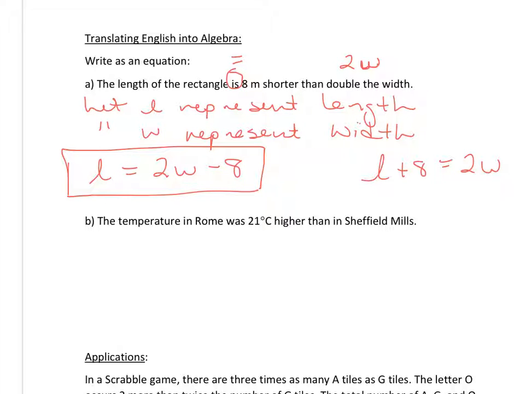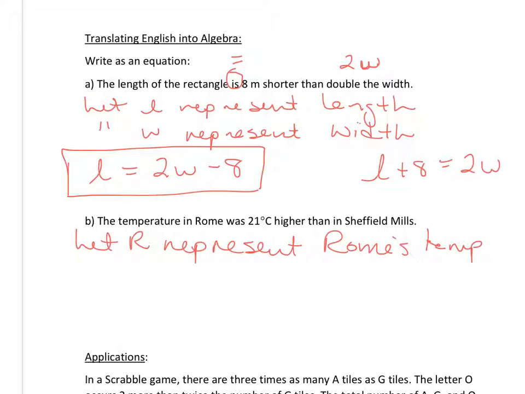Let's move on to example B, where the question is: the temperature in Rome was 21 degrees higher than in Sheffield Mills. So again, we're talking about the temperature, but we're talking about two different temperatures. One is in Rome and one is in Sheffield Mills. So we might let R represent Rome's temperature, and we might let S represent Sheffield Mills temperature.